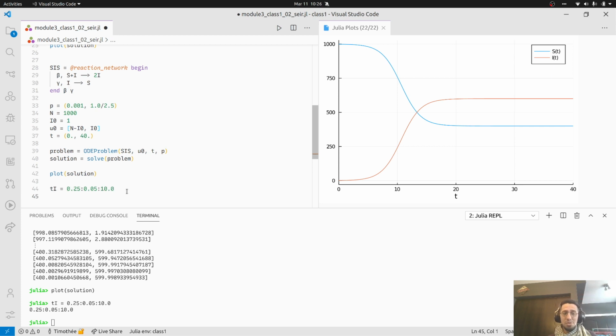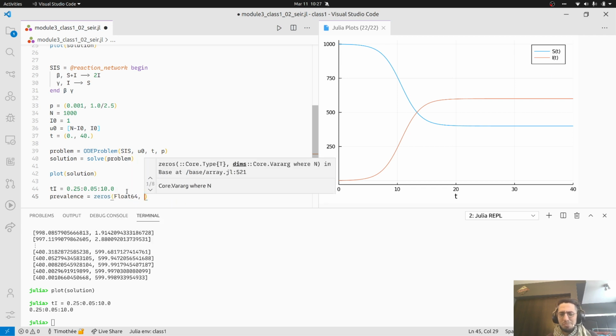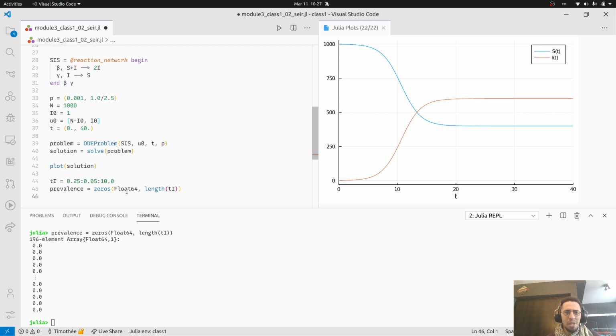And what we want to know is what is the proportion of individuals in the population that are infected. So what is the prevalence of that? And we're going to put that as zeros, and it's going to have the same length as TI. So 200 simulations. That's nothing.